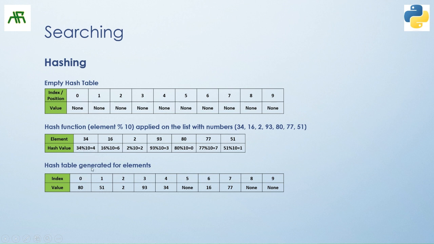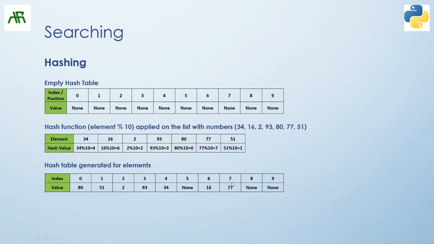Whichever has 0 as the remainder will go into index position 0, which is 80 here. So 80 goes into index position 0, 51 goes into index position 1, 2 goes into index position 2, and so on. There are no remainders 5, 8, and 9, so those are not filled, but the other ones are.